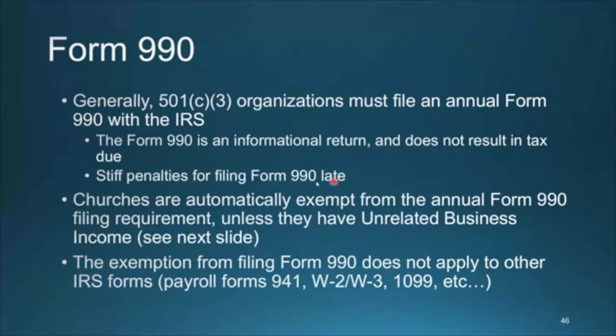Now, churches are automatically exempt from the annual 990 filing requirement. So that's great news. Great news. 99% of the churches will never file a 990. Thank you, Congress, probably from many decades ago. Unless they have unrelated business income. So on the next slide, I'm going to spend quite a bit of time talking about unrelated business income. That's a big deal. But if you don't have unrelated business income, as a church, you don't need to file your 990, and I've never seen a church have any problem with that.